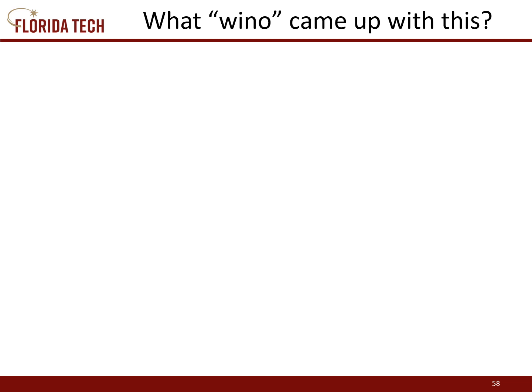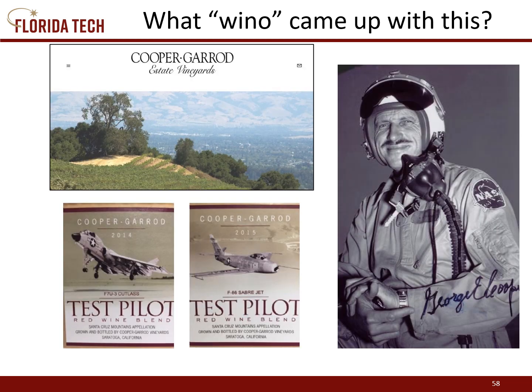So again, you may ask, well, what wino came up with this scale? It turns out George Cooper, after his distinguished career as a test pilot, ended up becoming a winemaker and had his own estate, the Cooper-Harper Estate Vineyards, and he produces bottles of wine that, depending on the year, will have a different test pilot label and different aircraft featured. And so for 2014 and 2015, I showed you the bottles of wine that the Cooper-Harper Estate Vineyard produces.